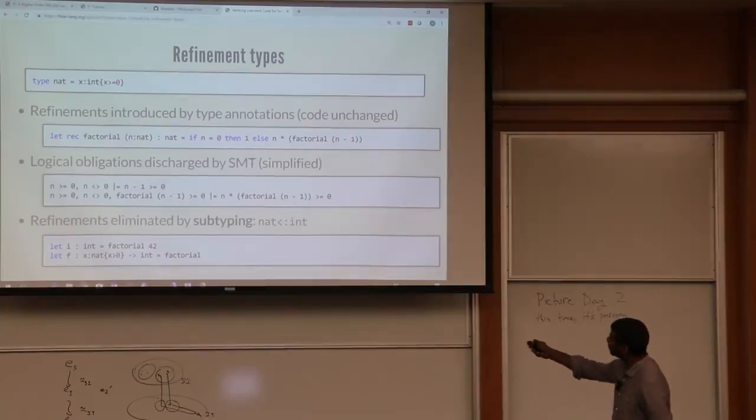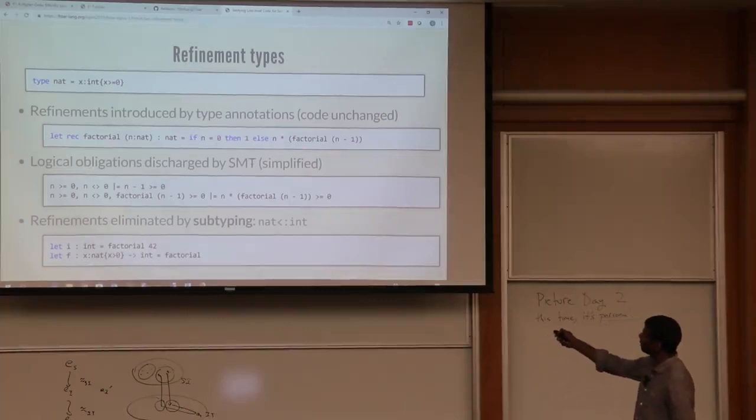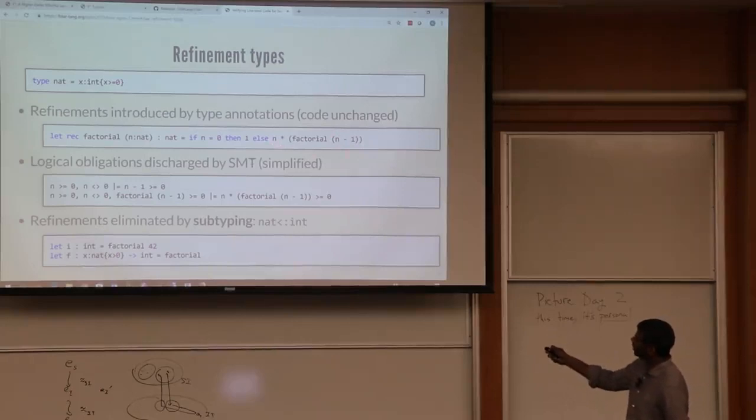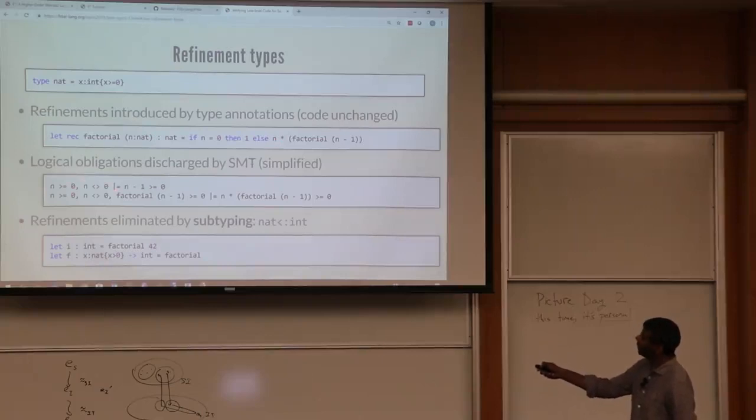And here, it has to prove that n times factorial of n minus 1 is a nat. So to type the factorial application, it has to prove that n minus 1 is a nat because factorial expects a nat. In this context, it knows that n is at least 0 because n is a nat. It knows that n is not equal to 0 because this test failed; we're in the else branch. Then it has to prove that n minus 1 is greater than or equal to 0. Well, that's a tautology. Z3 can prove it.